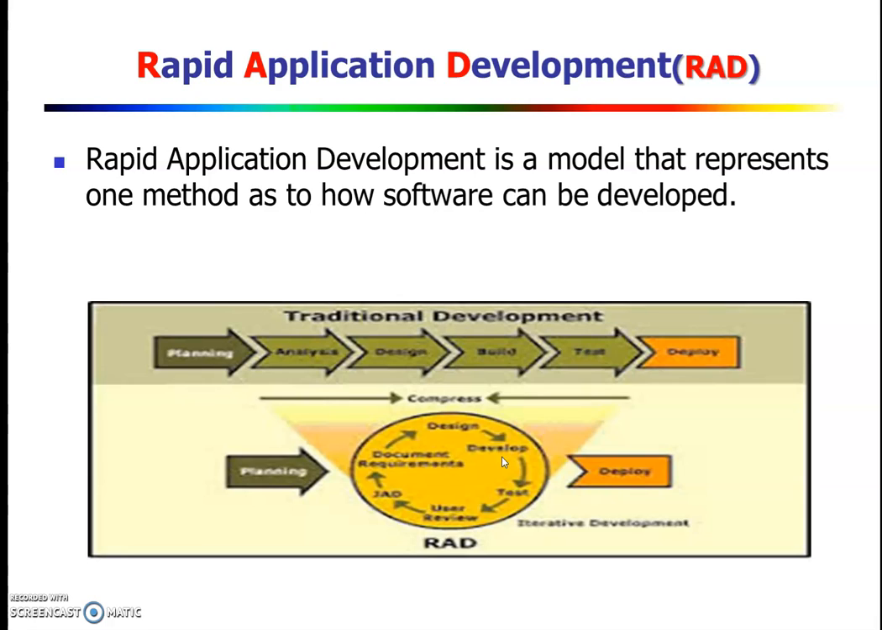The Rapid Application Development Model is a model that represents one method of how software can be developed, or how a software product can be developed within a very short period of time, that is almost 60 to 90 days only. Here in the RAD model, the approach also generates a framework of activities that are carried out.